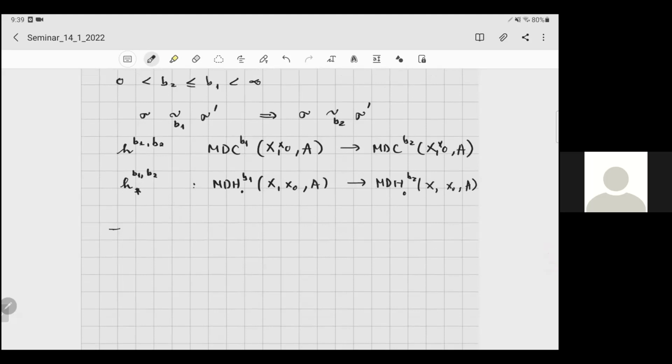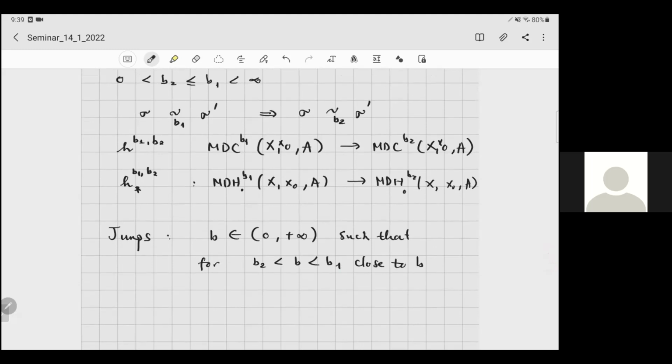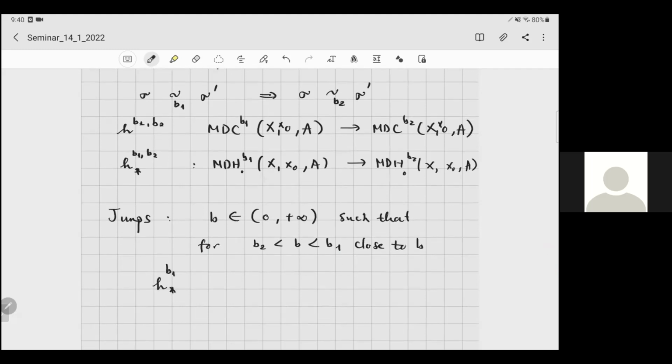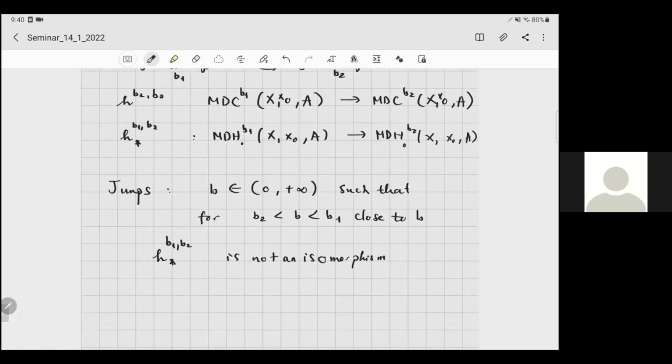So what does it mean, I define the charm? The charm means the set of numbers b belonging to infinity, so that for b2 smaller than b, smaller than b1, with b1, b2 very close to b, this map from b1 to b2 is not an isomorphism. It means that when we pass through b, the homology groups are different. It's changing. We call it a jump.